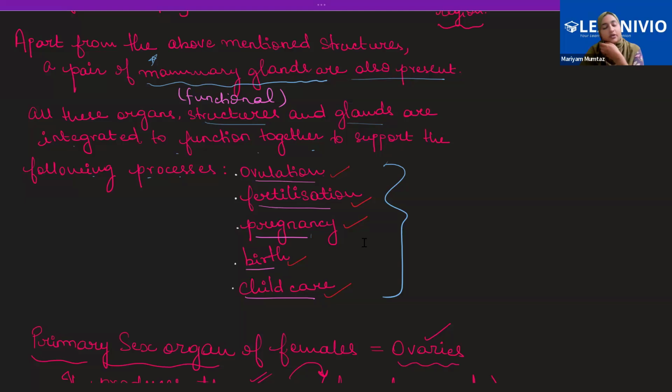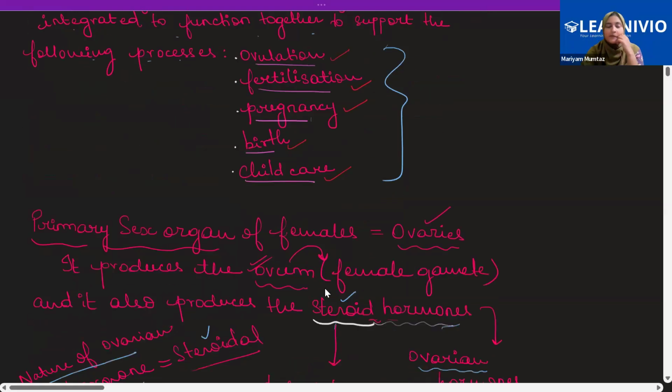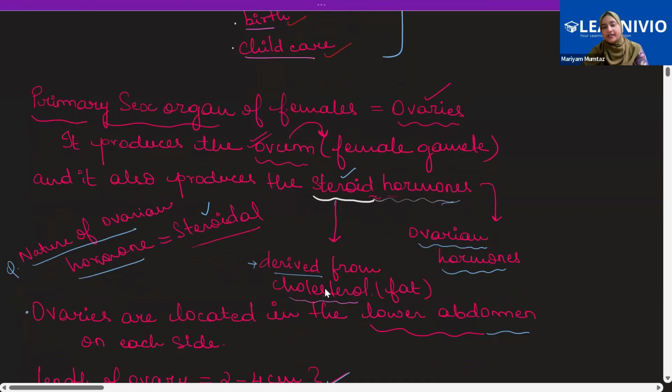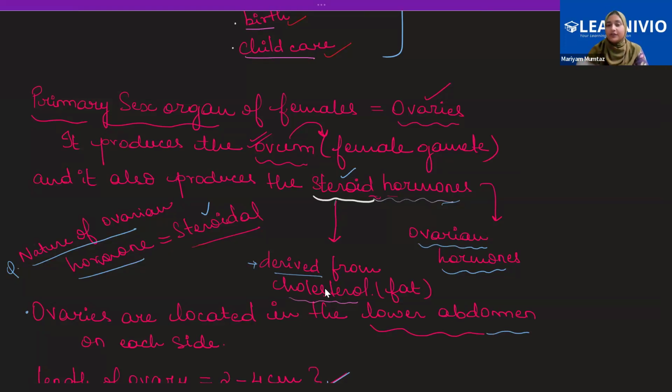Now, the primary sex organ of the female is the ovaries. Like I told you, the ovaries are responsible for the formation of the female gamete. So, it produces the ovum, which is the female gamete. Apart from that, it also produces steroid hormones, that are the ovarian hormones. Steroid means those hormones that are derived from cholesterol in the body. They are the fat derivative hormones.